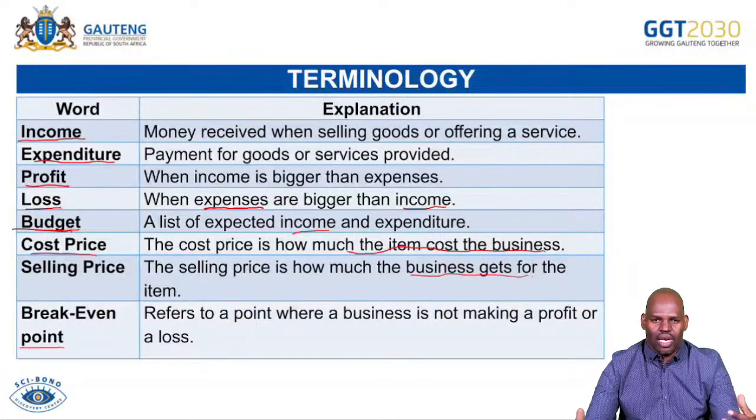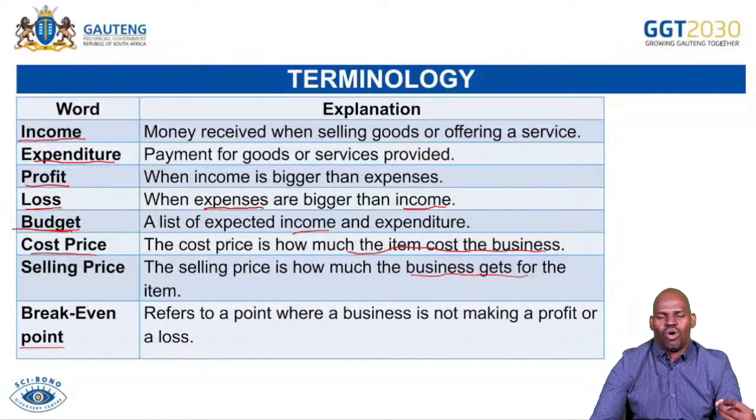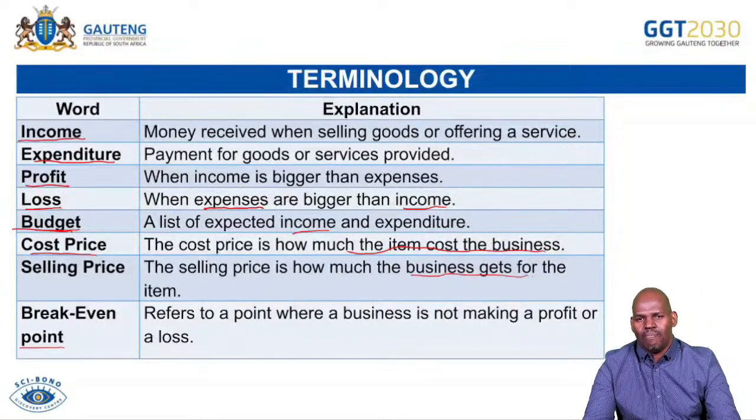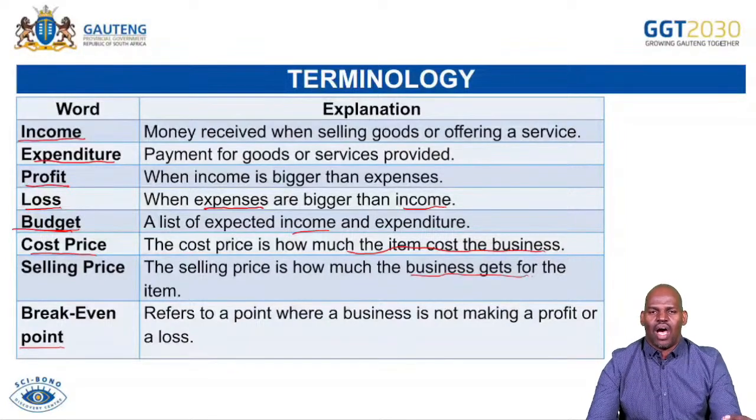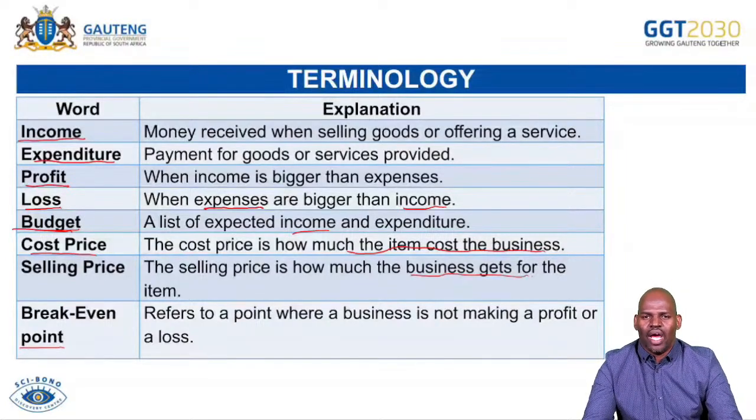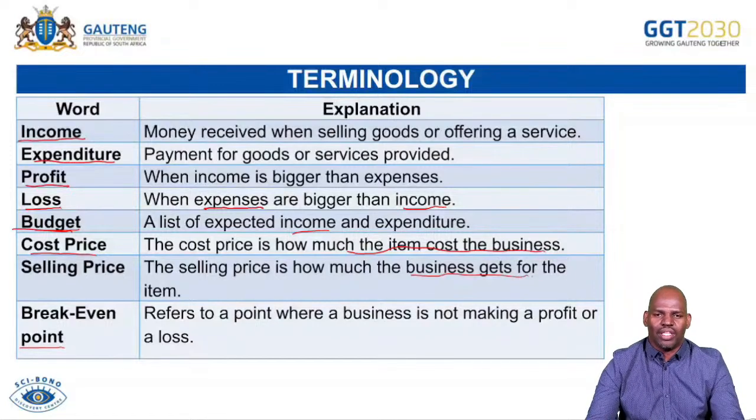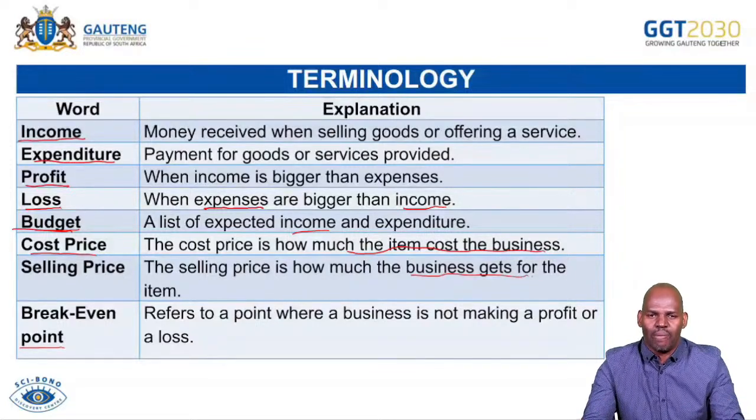So let's say, for instance, in this case, you buy a stock for 5 Rand per item, and you still sell it for 5 Rand per item. It doesn't matter how many items you buy and how many items you sell. At the end of the day, you're not going to make any profit. So in that case, we say it's a break-even point.